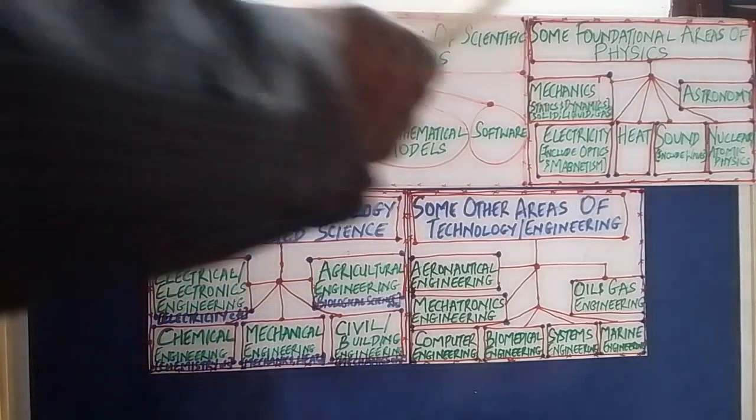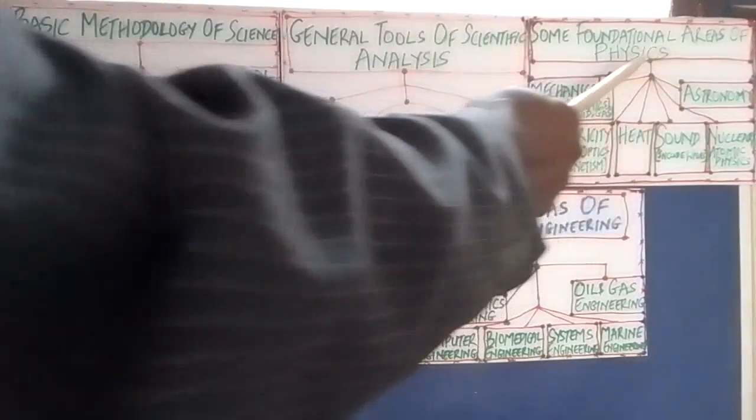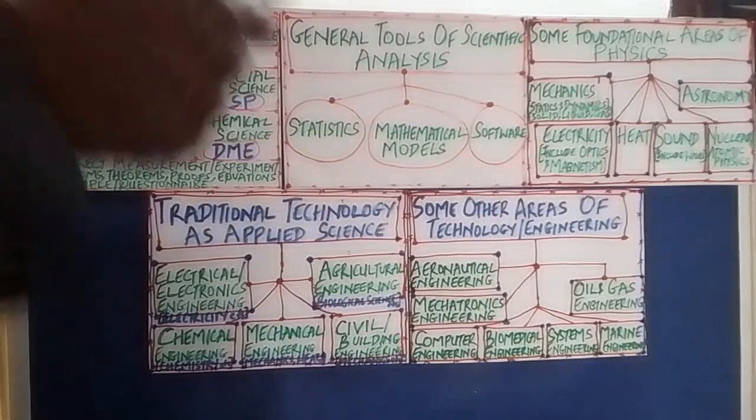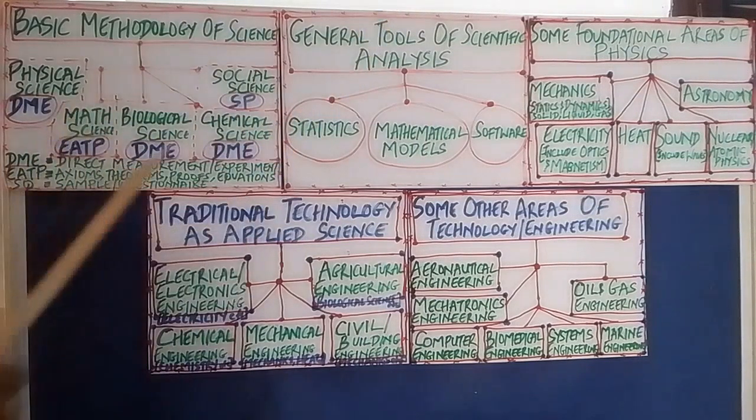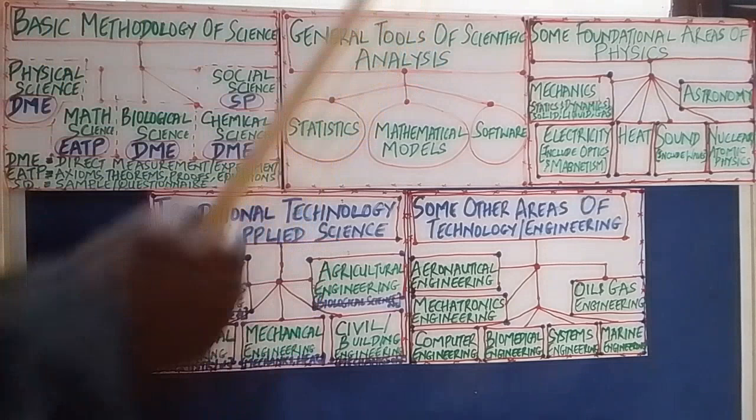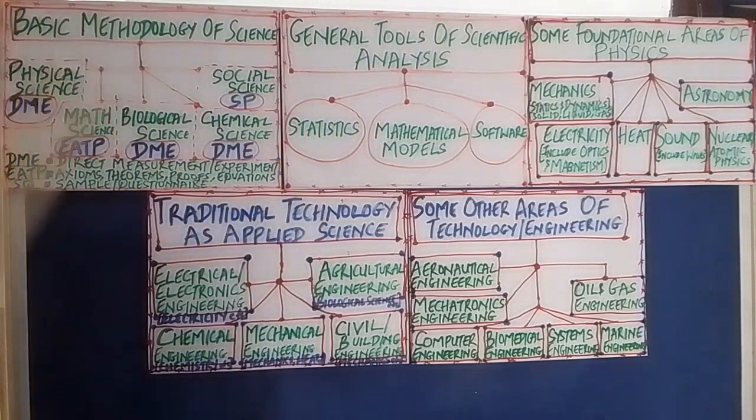Then we can talk about some foundational areas of physics. We know that physics is a physical science field, and when we are talking of the physical laws of nature, in many of the cases we will be referring to the laws of physics, because physics describes physical phenomena per se. So it is good for us to have more understanding of what physics is as a field.